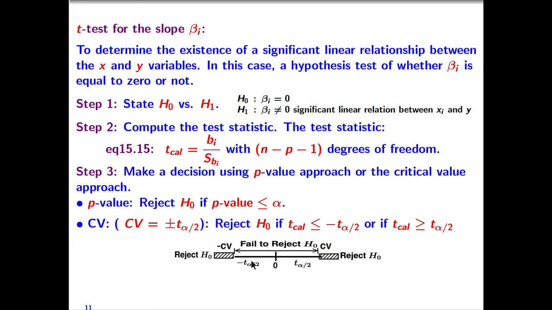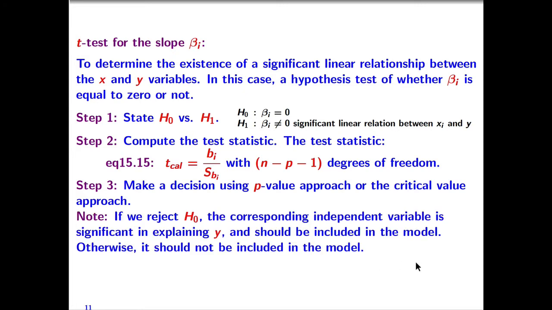And we are going to reject H0 if the test statistic is greater than the critical value on the right or less than the critical value on the left. And if it's in between, then we fail to reject H0. Note, here is the important statement. If we reject H0, then the corresponding independent variable is significant in explaining y and should be included in the model. Otherwise, it should not be included in the model. This is a very, very important statement about the hypothesis testing.